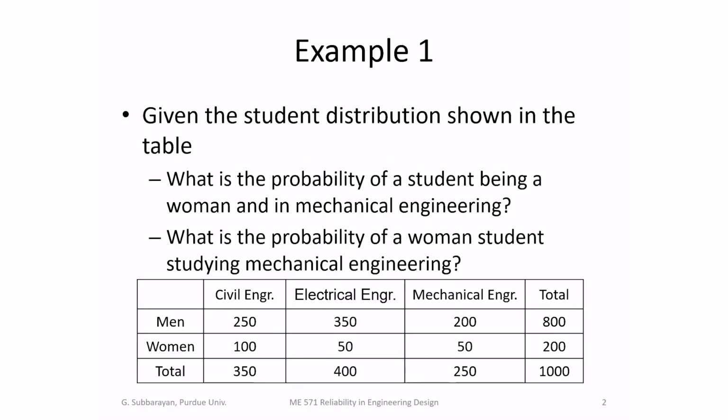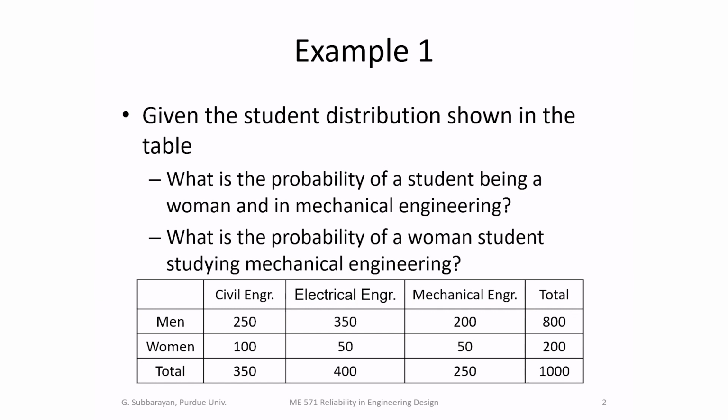Let's start with example 1. So we are given that a student distribution is shown in the table. And the student distribution consists of students of engineering, but they are in different disciplines of engineering: civil engineering, electrical engineering, mechanical engineering. They could be men or women. And the question that we are being asked is, what is the probability of a student being a woman and in mechanical engineering?